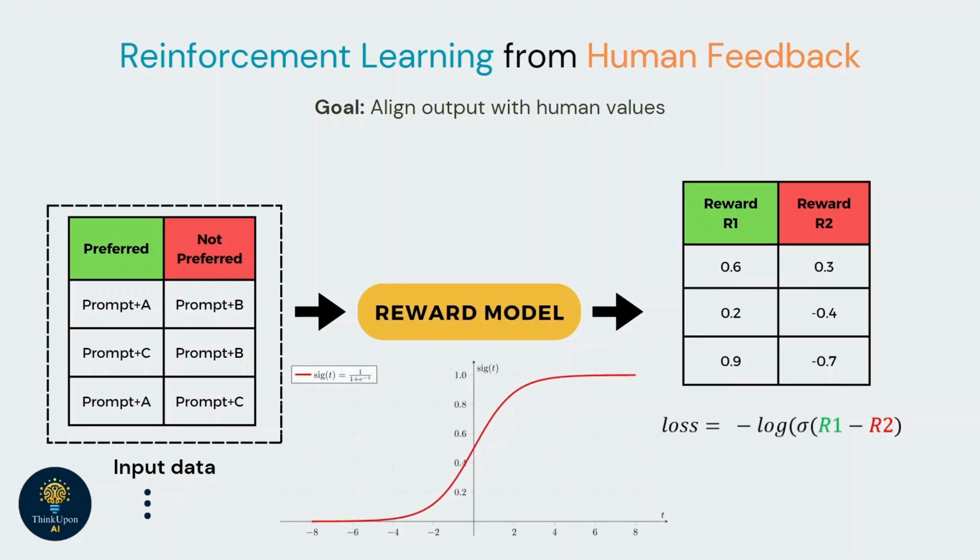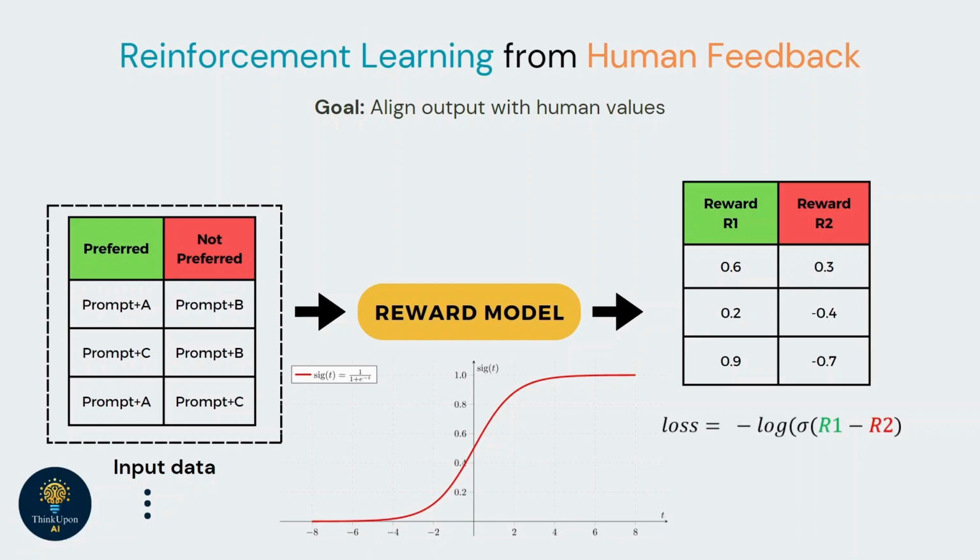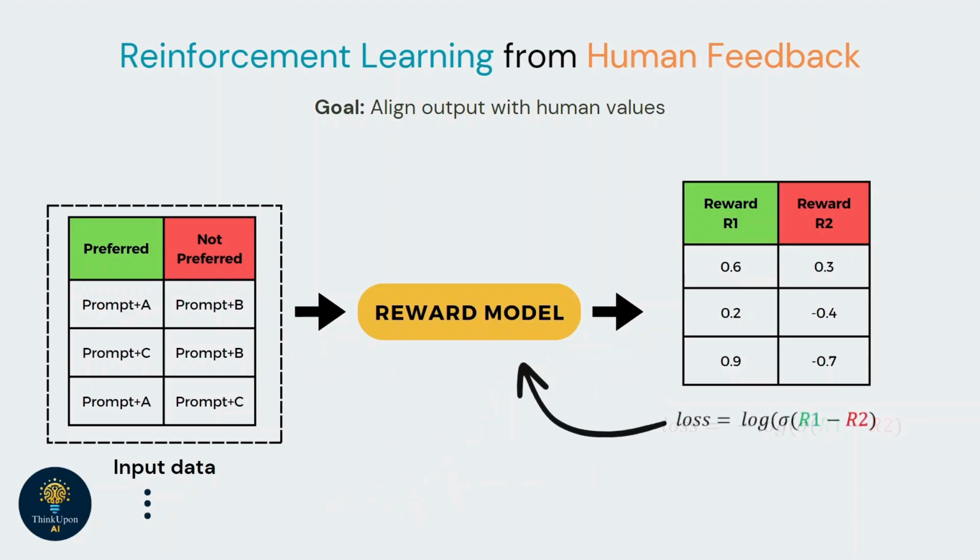So for the higher input values, it will get to the maximum value of 1, while for the lower input values, it will get to the minimum value of 0. Now, when we try to minimize this loss, we have to maximize the value inside the log because of the negative sign. So in order to do that, we have to maximize the difference between the reward values. That is, the reward value for the preferred answer should be as high as possible, and the reward value for the not preferred answer should be as low as possible. And in that way, we train our reward model, which could then be used as the counterpart of humans.